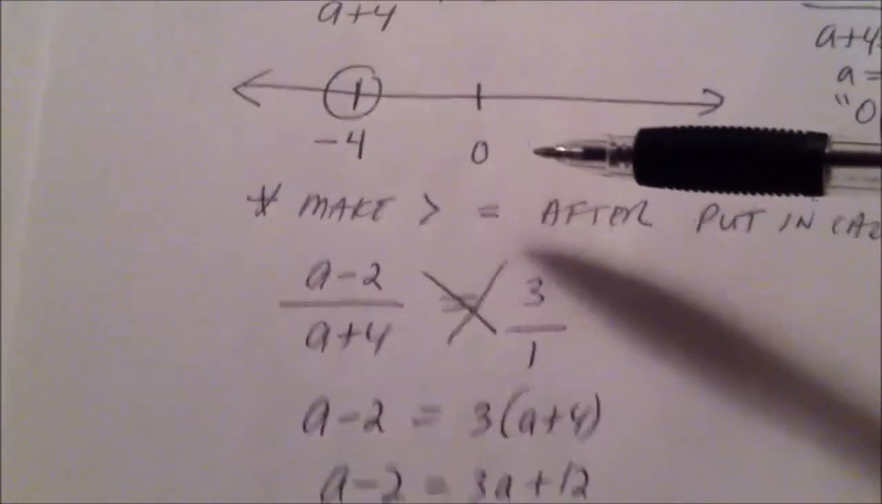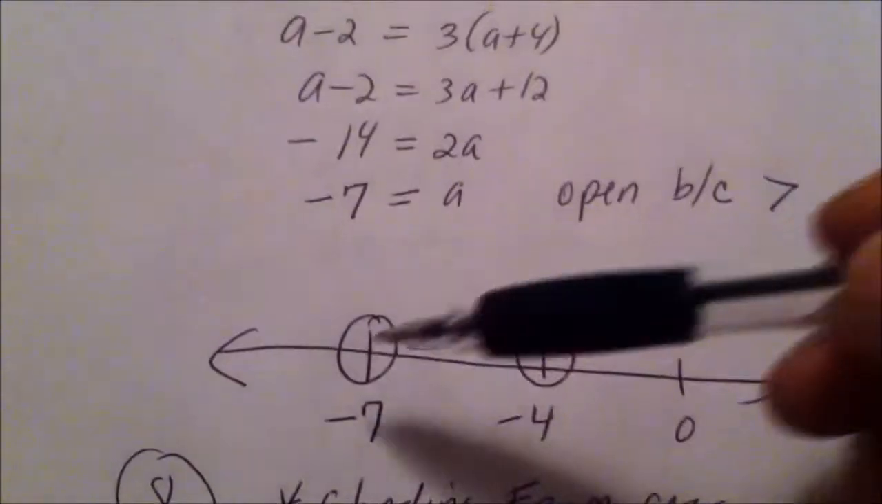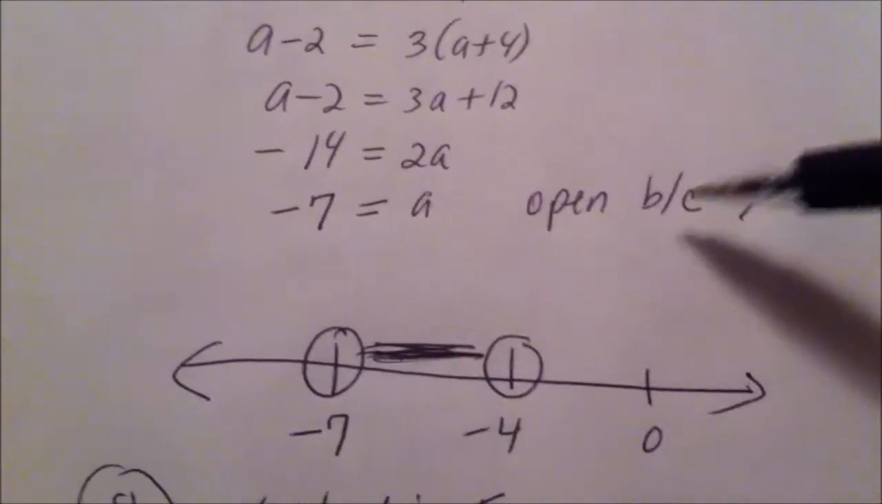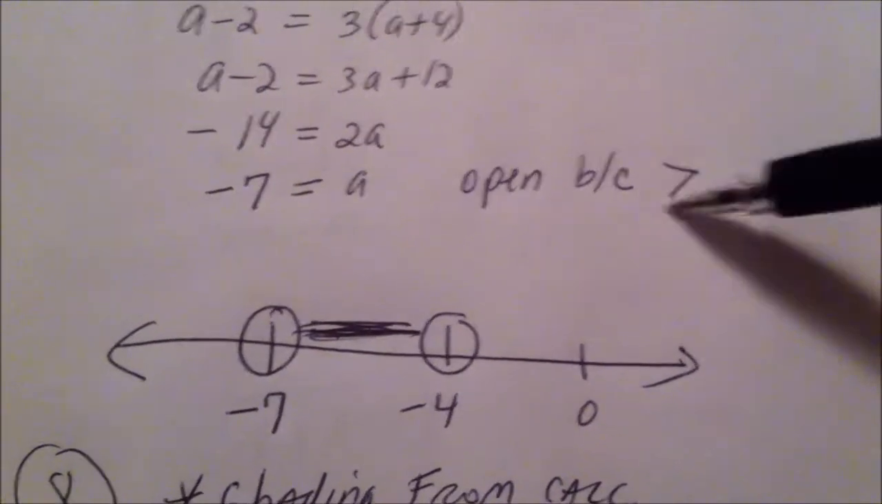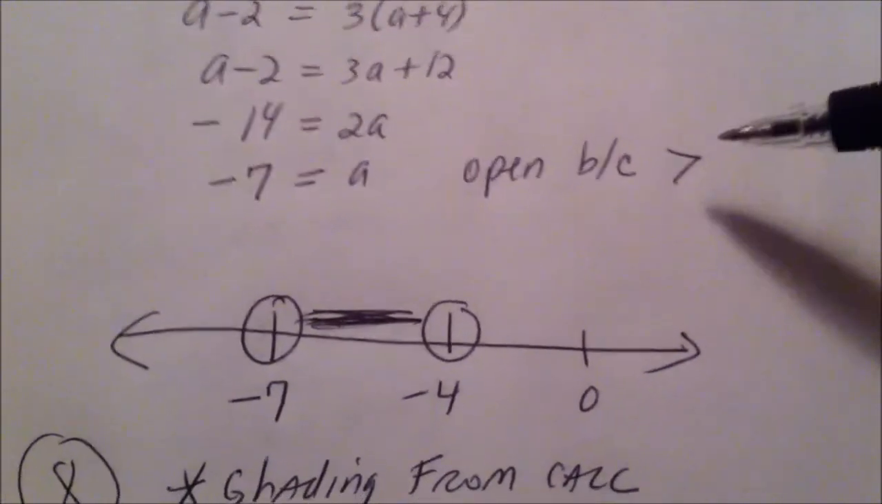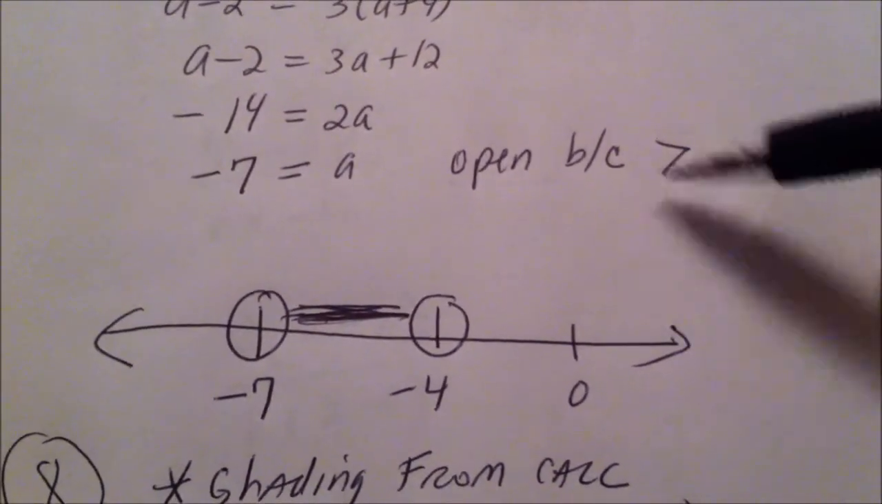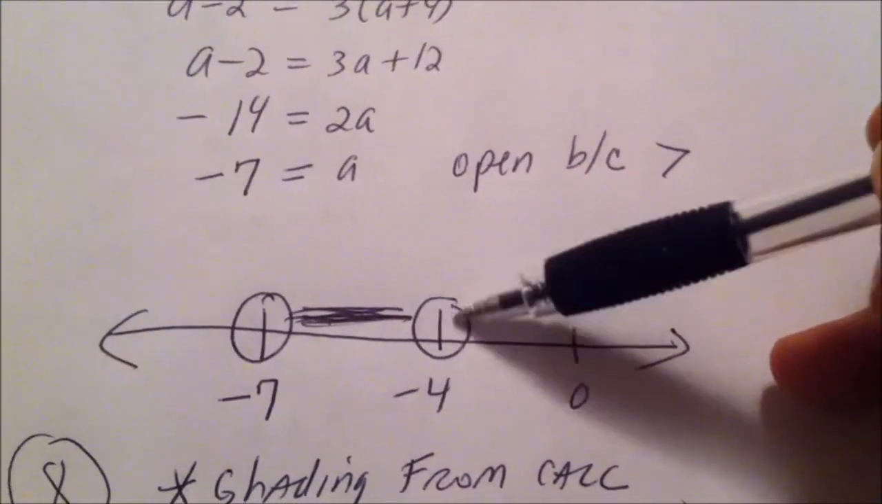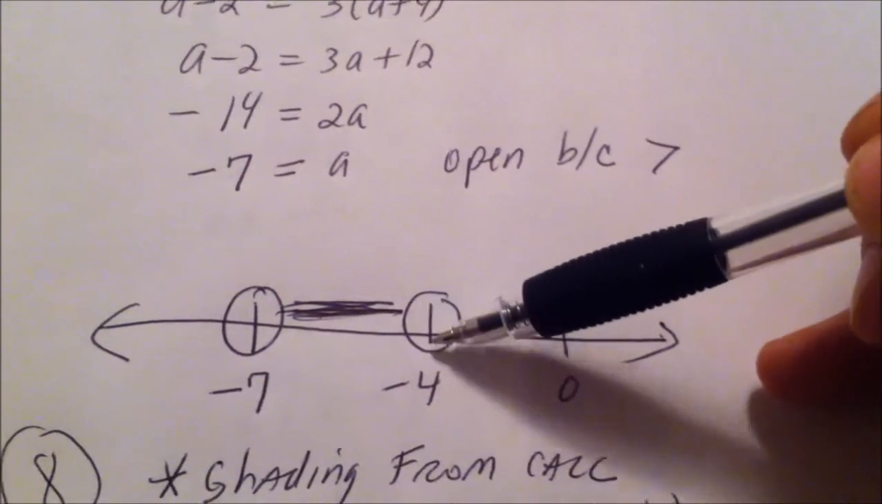So we go back to our number line, I actually wrote it over here, and you put your -7 in. Now, why did I make this open as well? Because the original symbol was an open symbol. It was a greater than symbol. If this symbol were greater than or equal to, the -7 would have been filled in. The -4 still would have been open because that's where the graph is undefined.